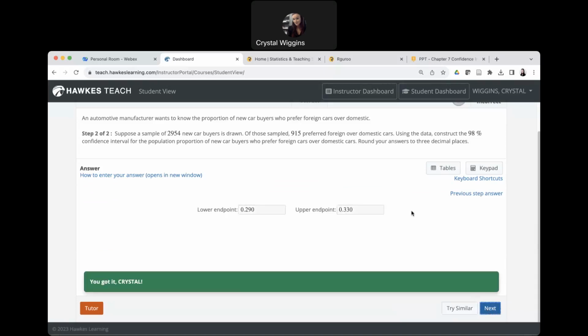And there we go. Again, my conclusion would be that I'm 98% confident that the population proportion for those who prefer foreign cars falls within 0.29 and 0.33, or between 29% and 33% of new car buyers.